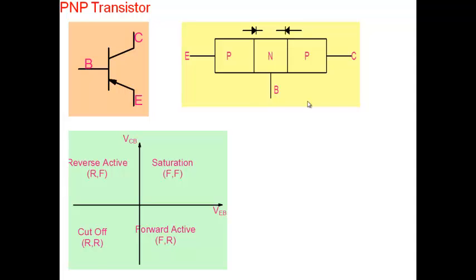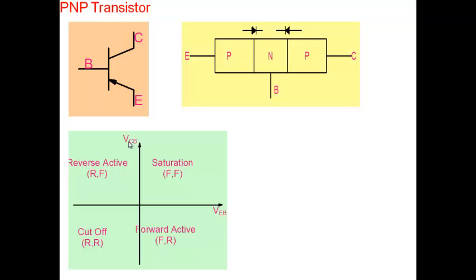Similarly, the collector-base junction is forward biased when you make VCB positive here. So it's the same picture, except that instead of VBE, we use VEB, and instead of VBC, we use VCB. That's one distinction that you see here. Wherever you see VBE, just put VEB and VCB, and you'll get the same result.